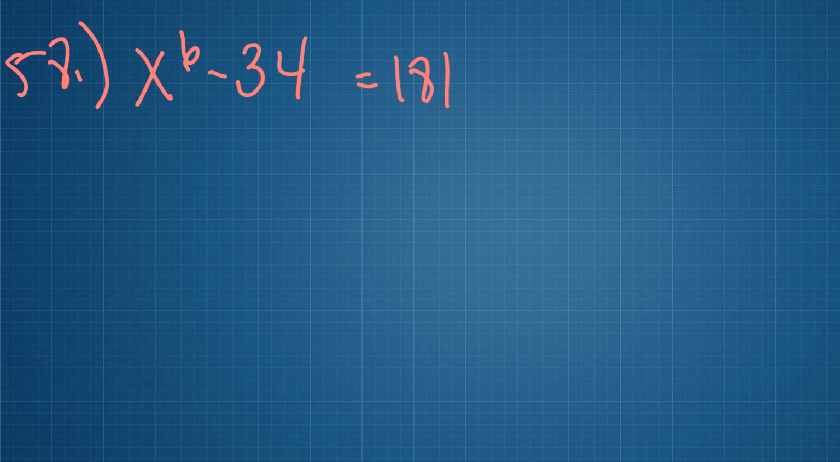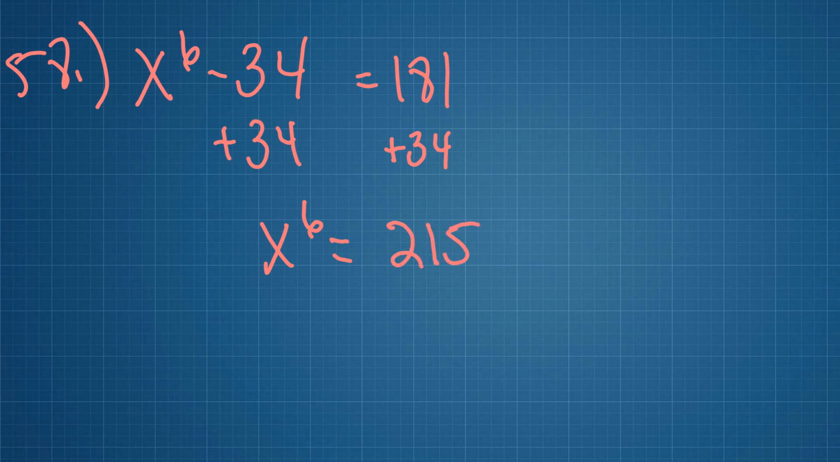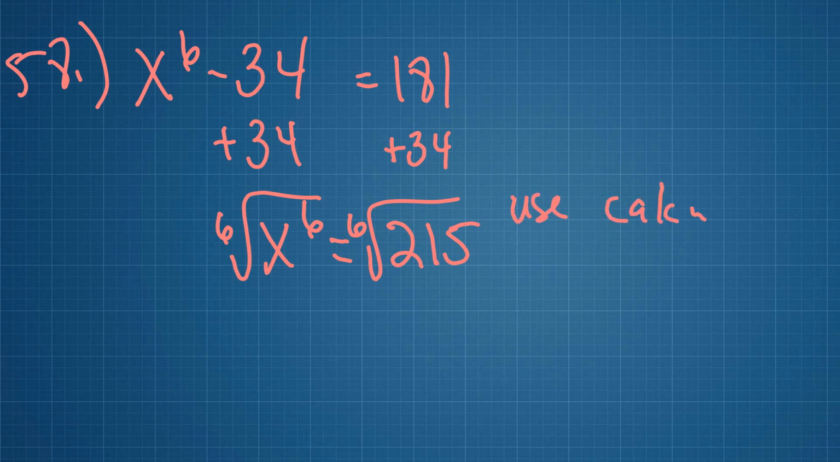Alright, x to the 6 minus 34 equals 181. So before I can get rid of that little 6, I have to add 34 to both sides. I get x to the 6 is equal to 215. So then I'm going to take the 6th root, both sides. I'm going to use my calculator, because this is not a perfect one and we haven't talked about how to break that down yet. So I end up with x is equal to 2.45.